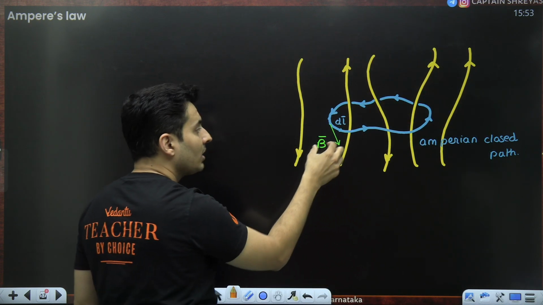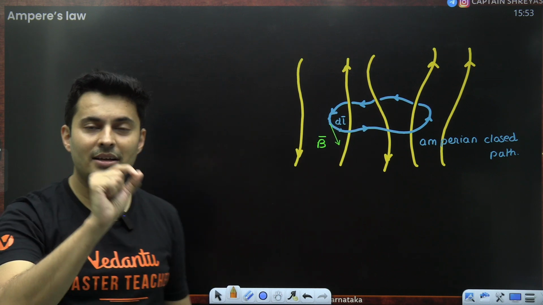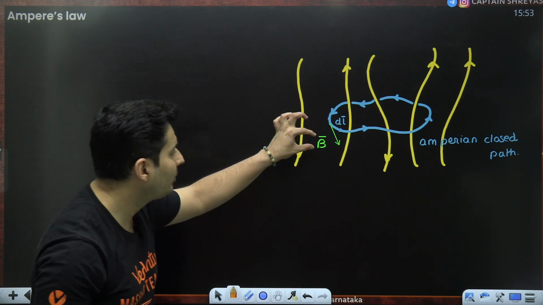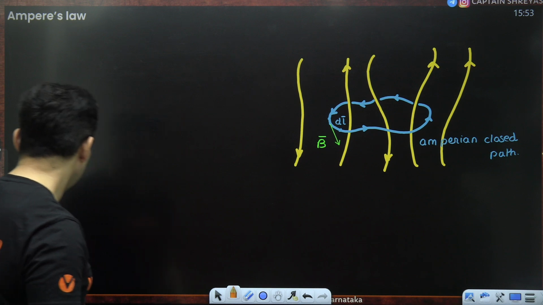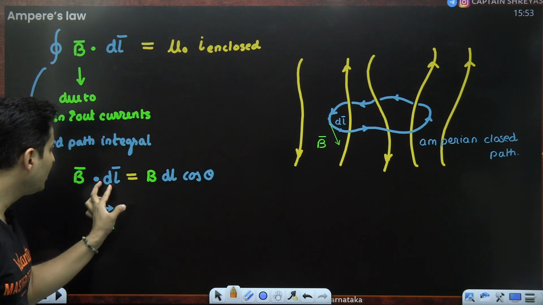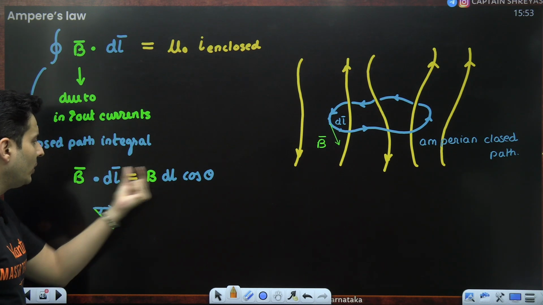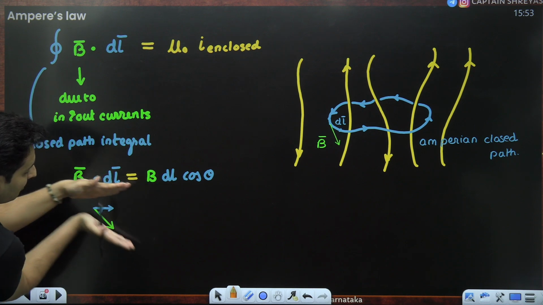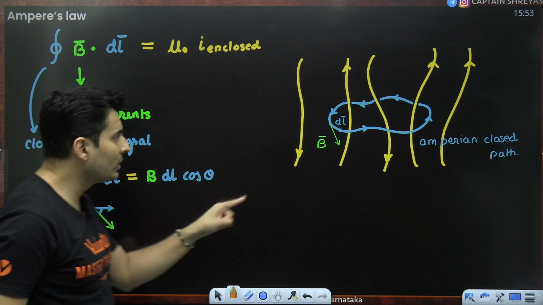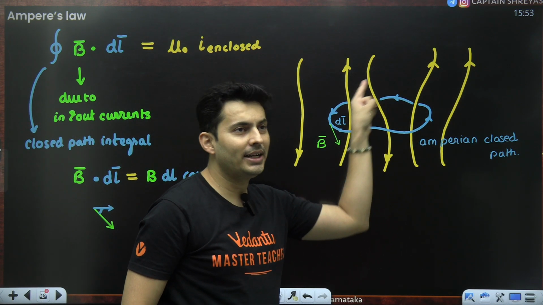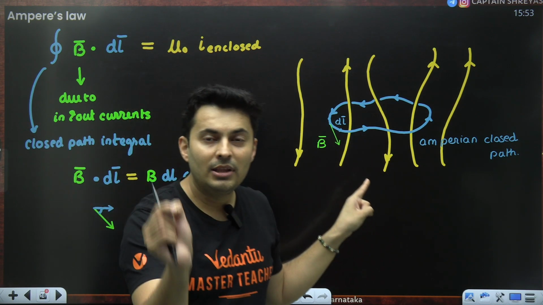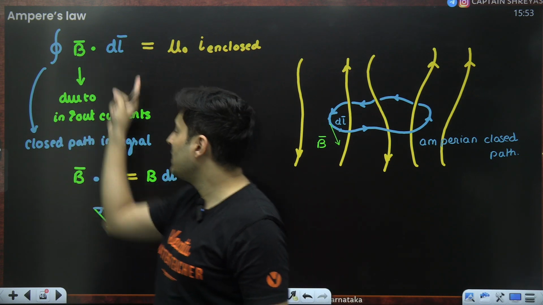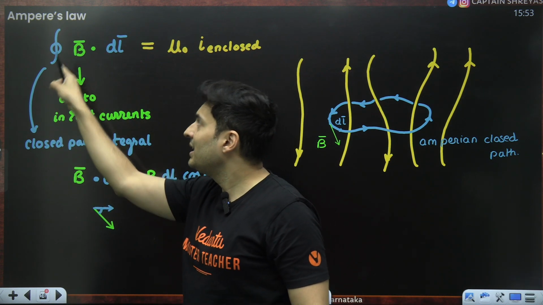Now you take the dot product. If you remember, work is the dot product of force and displacement. Same way, you take the dot product of magnetic field and the small distance: B dot dl, which is B into dl into cos of the angle between the magnetic field and the path which you are going. You do this for every single point and add them up. The meaning of summation is integration. So B dot dl, when you add them up, is an integration.